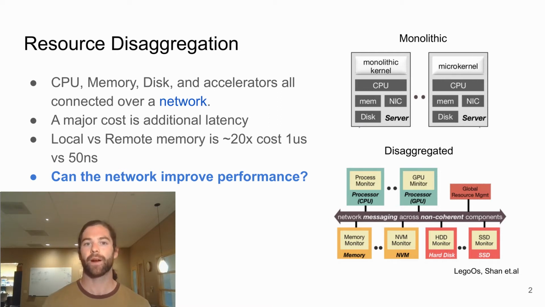And nowhere is that truer than with regards to local versus remote memory, where the cost is approximately 20x, with a local cost being around 50 nanoseconds and remote being in the best case around 1 microsecond. And so the question that we're going to be exploring here is, can we use the network which interconnects all of these resources to improve the performance of systems built with resource disaggregation as an architectural assumption?